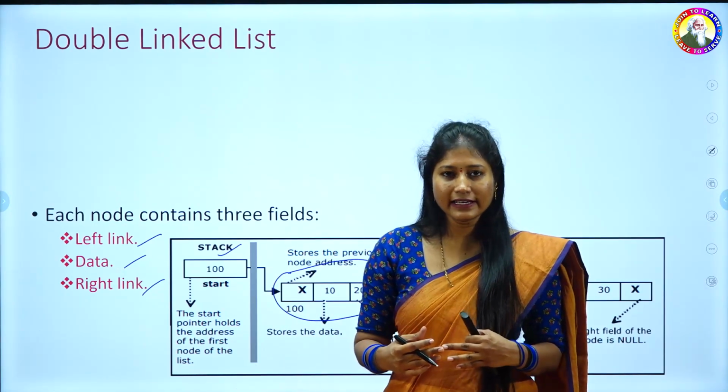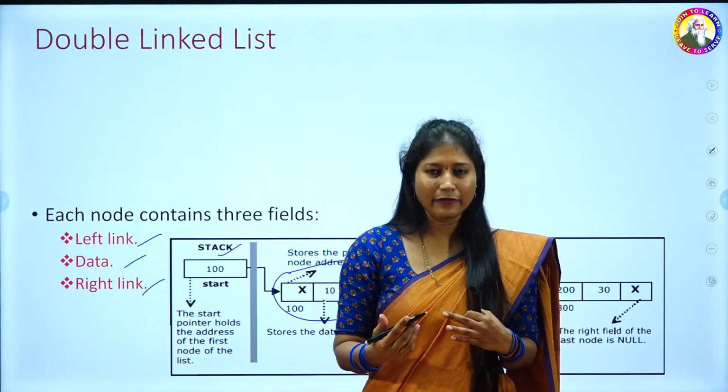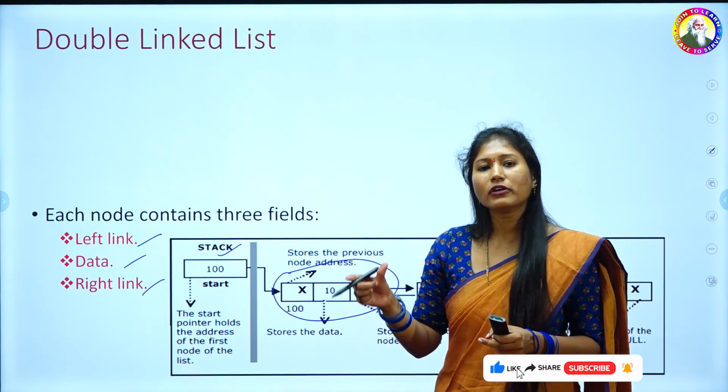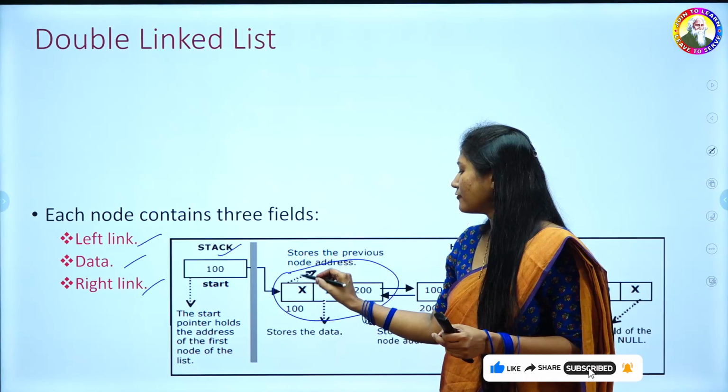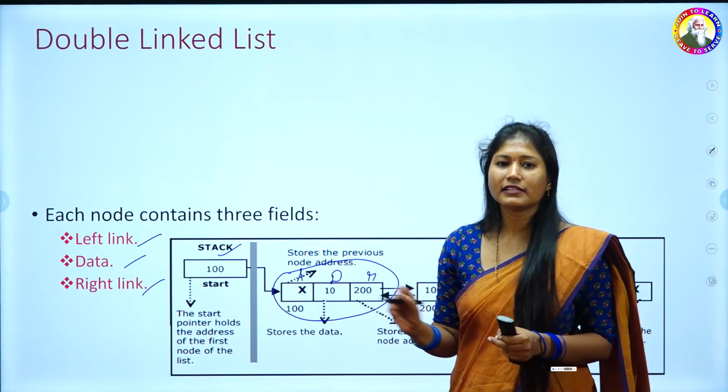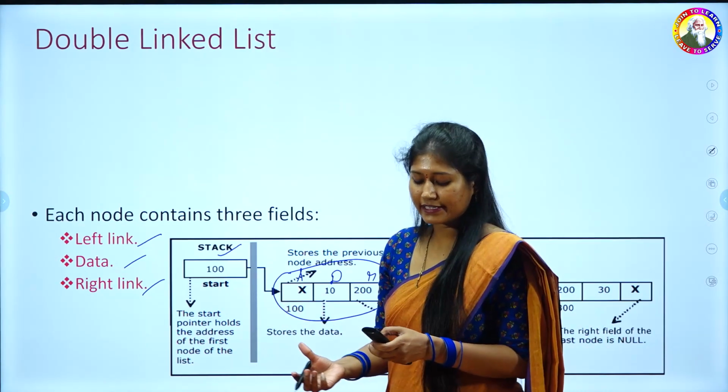But in a double linked list, we are going to have one more advantage, that is we are going to have 2 addresses and the data part. What are the 2 addresses? This is the left address, this is the right address, and in the middle we can have the data. This is the structure of a double linked list.